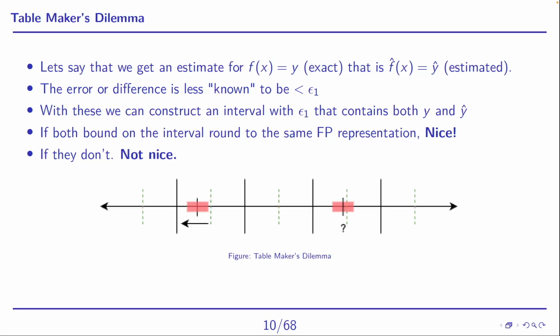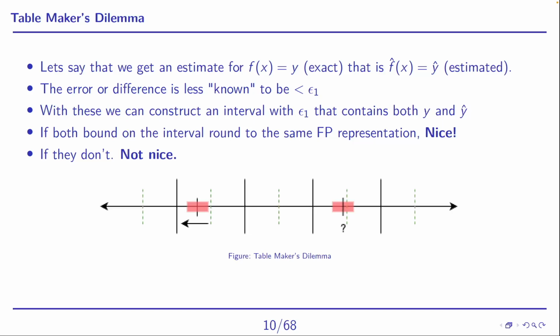Because it's known to be contained within those bounds. However, what happens if my interval includes a midpoint? It includes a representation that it's in between. So that's the hardest part to do. That's actually the table maker's dilemma, because I don't know the exact value. I do know my interval bounds.